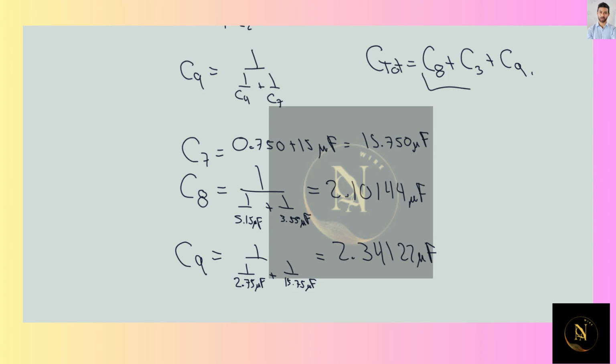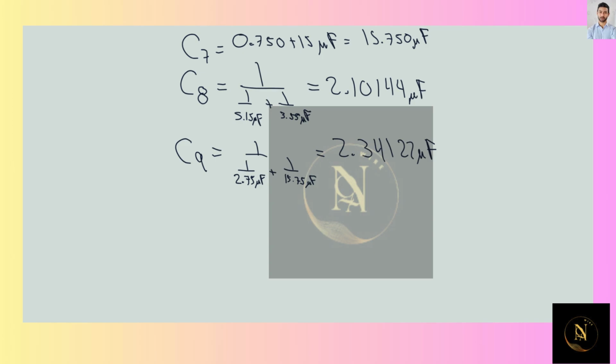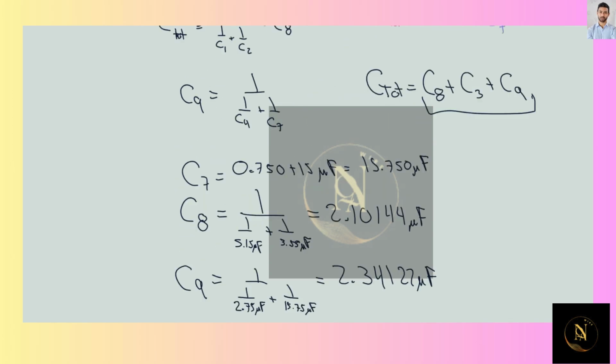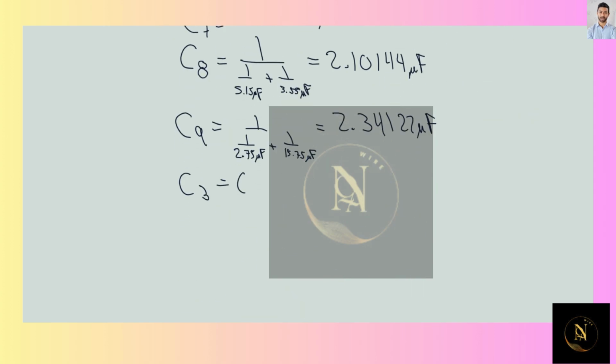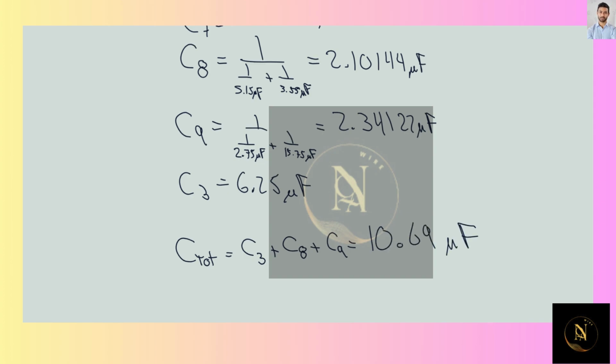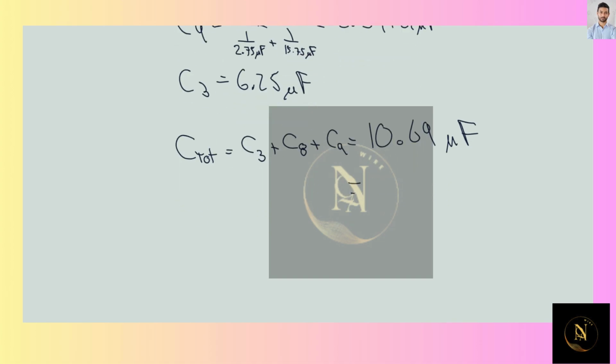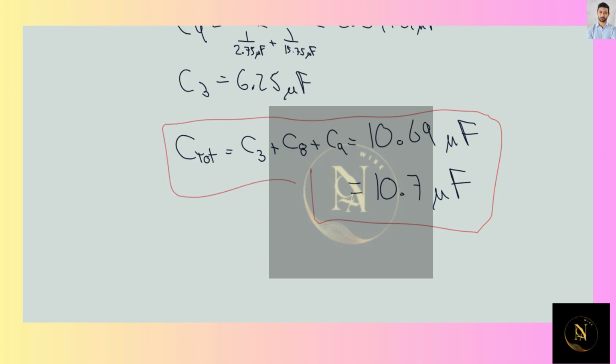The total was C8 plus C3 plus C9. Remember that C3 is equal to, just to have it at hand, 6.25 microfarads. C total was C3 plus C8 plus C9, giving us 10.69 microfarads. Or if we want to round up to three significant digits, this would be 10.7 microfarads. And that would be all.